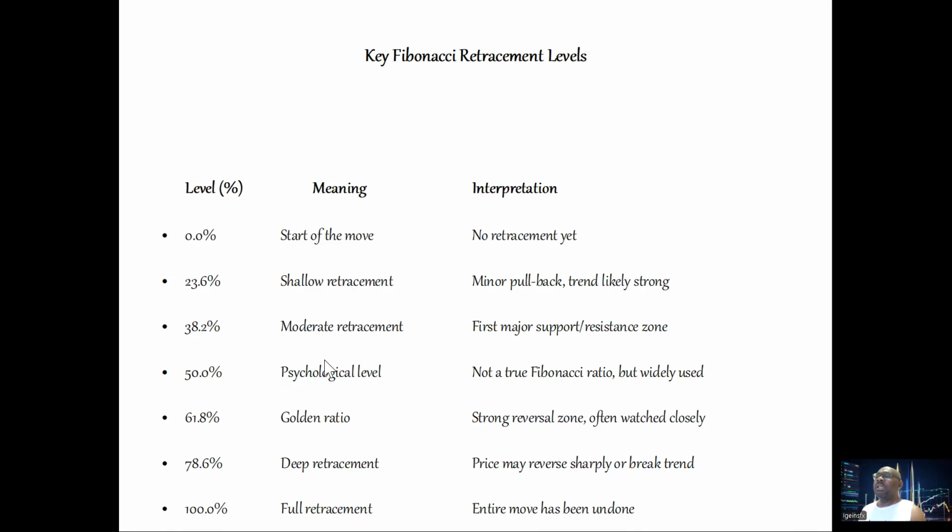Now, when you want to plot it, you start from 100 because it's a bullish trend. Start from 100, drag it and drop the 0.0 at the highest price. Then you start from the low price to the highest price. So that is how to plot it. I'm going to show you in a moment, but let me first explain to you guys.